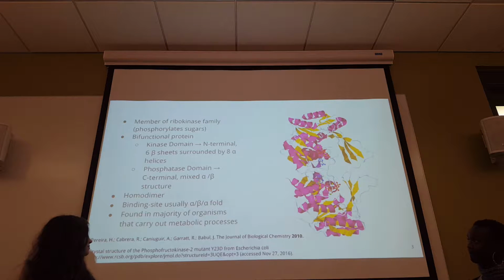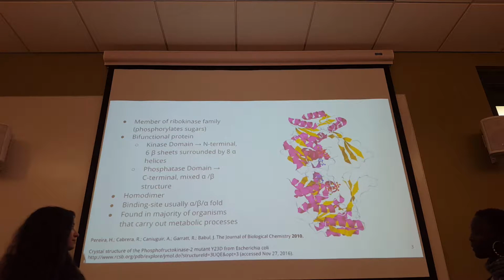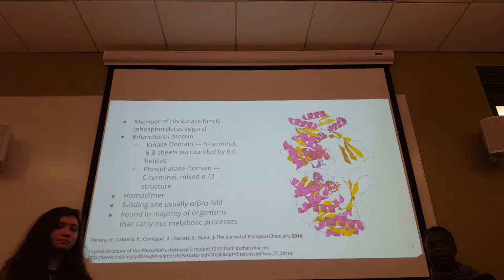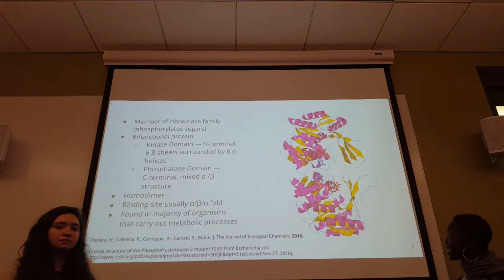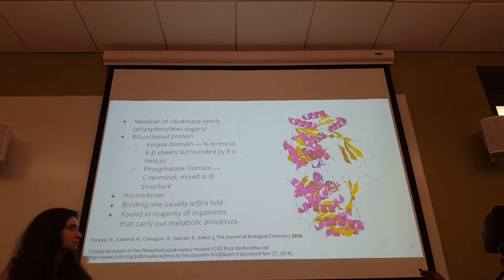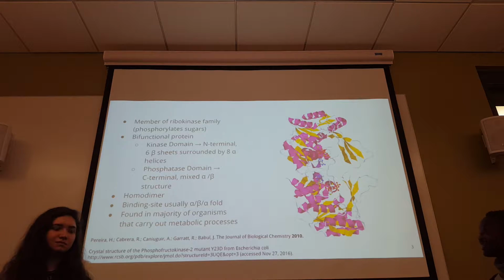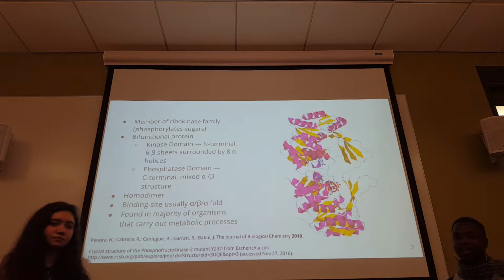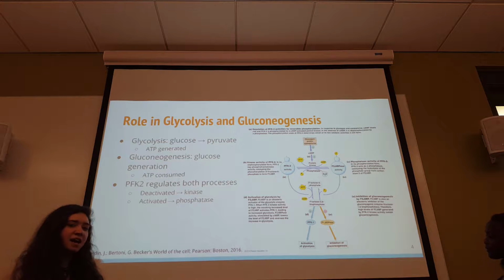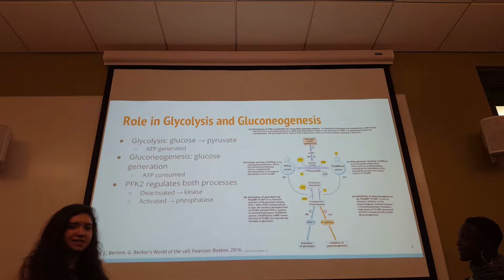So let's talk about the enzyme. The enzyme is a member of the ribokinase family. It is a bifunctional enzyme. It has two domains, a kinase domain as well as a phosphatase domain. It is a homodimer, so as you can see here, it has two parts that are the same, hence the name. In its active form, it is the homodimer, but when it is inactivated by the macromolecule ATP, it forms a tetramer, and in the tetramer form, that is when it is inactive and cannot perform its functions in the body. So the main purpose of this enzyme is to regulate glycolysis and gluconeogenesis.